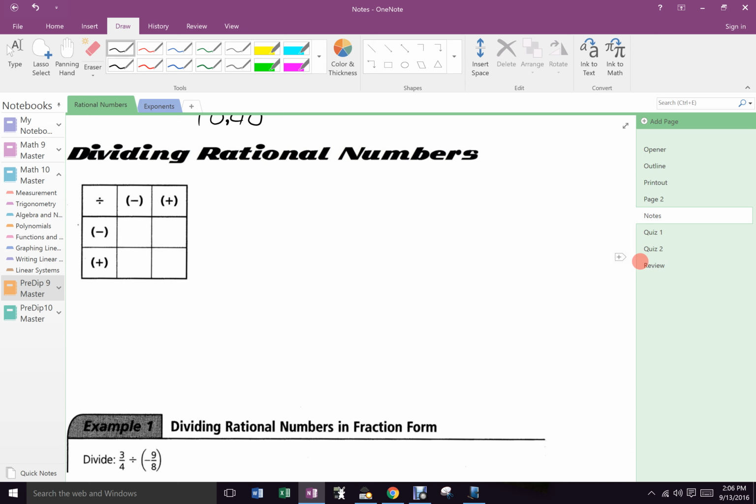Dividing uses the same rules. If they're the same, it's positive. If they're different, it's negative. Right? Yes.